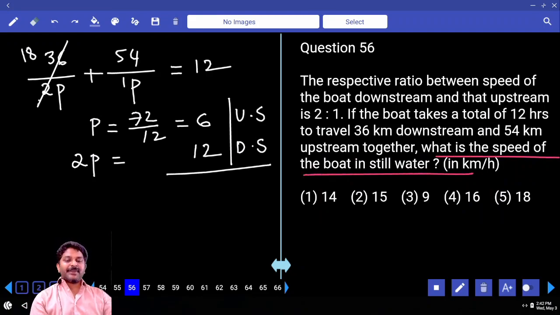Now the question is, what is the speed of the boat in still water? When you have downstream speed and upstream speed, how do you get the man speed? Sum divided by 2. How much is that?